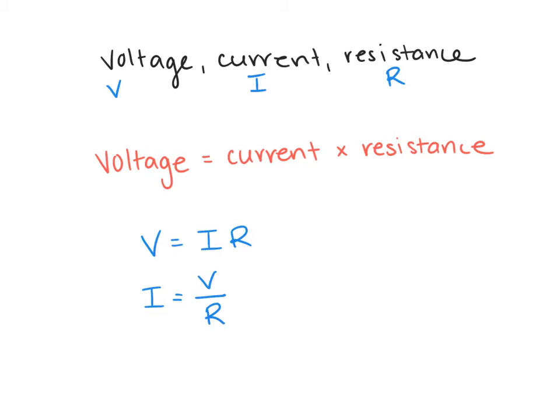And there's one other version of the formula that we can use. If we're trying to find resistance, I would rearrange my formula again. So resistance is equal to voltage divided by current.